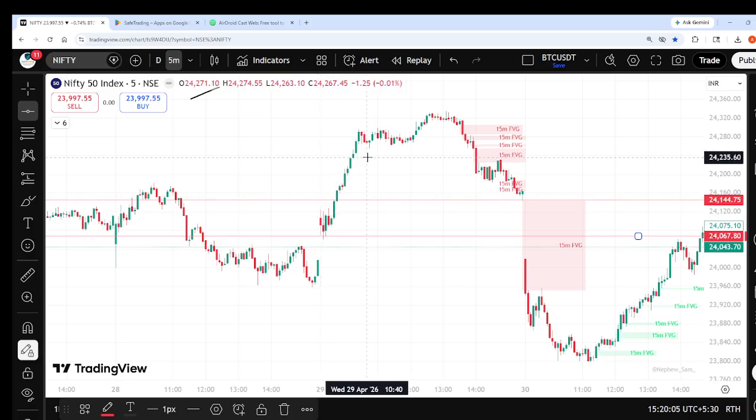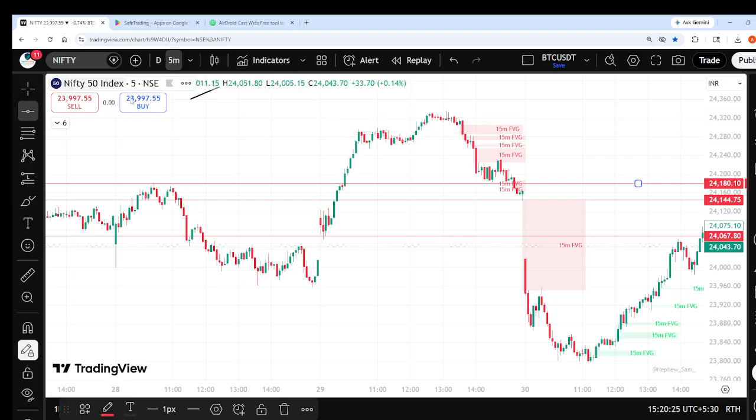Once it clears this 24144, it has given the target. I will give you one example. Suppose it breaks 24144, you entered here and again it comes down. Take the small stop loss and exit the trade. That's the plan, right? And if you do option selling beyond the 90 to 95% level, then you don't need to worry at all.